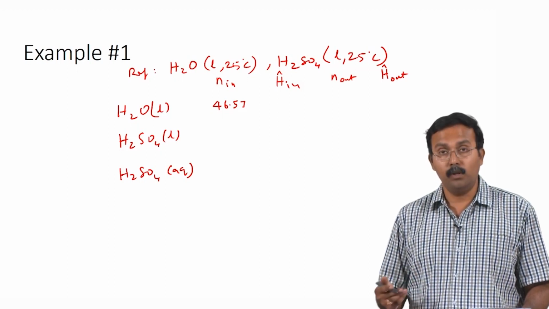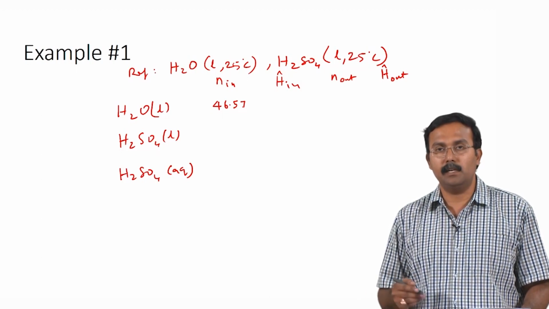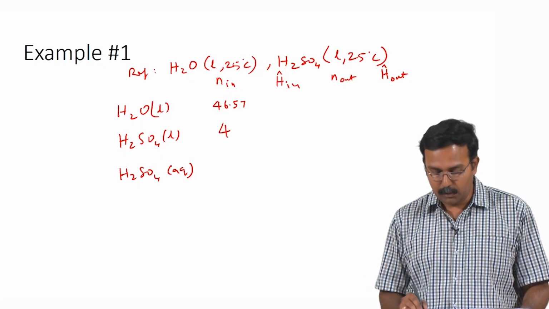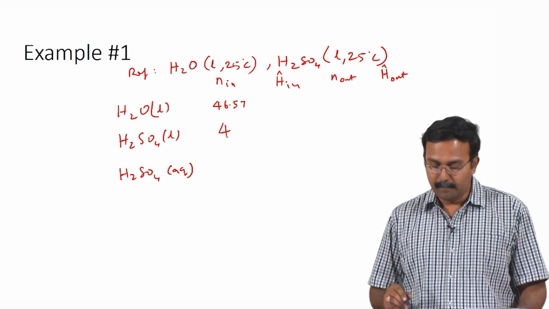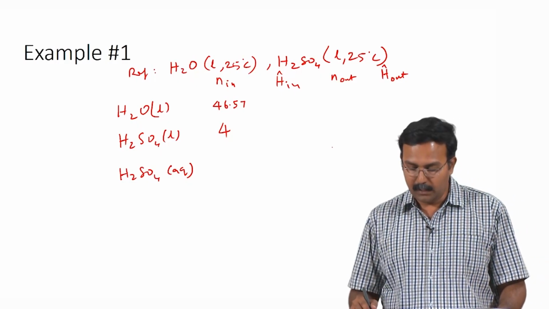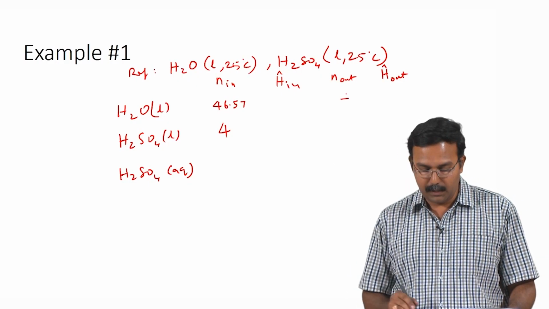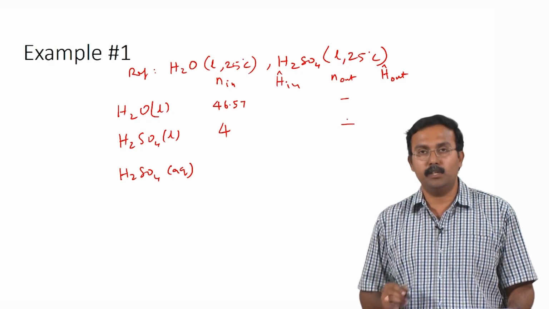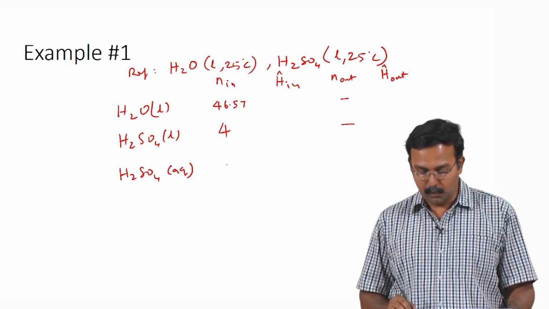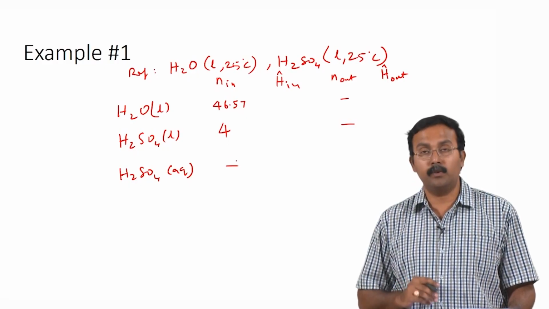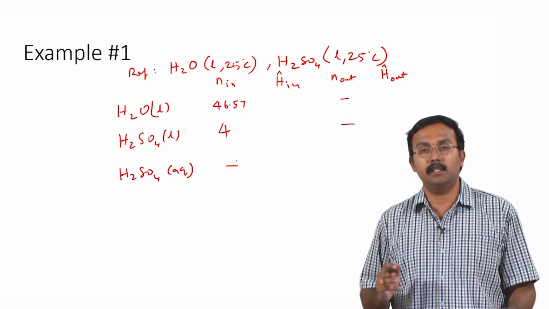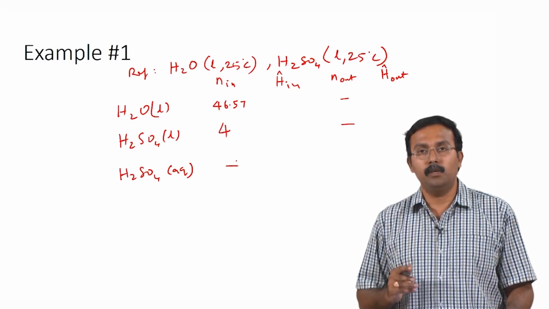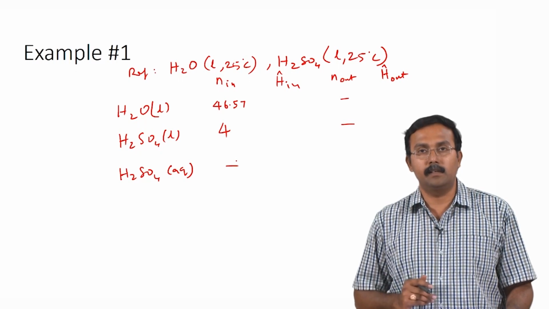We know that 4 moles of sulfuric acid is present in 1 liter of the solution, that is why it is a 4 molar solution. So, H2SO4 is 4 moles. So, in the final condition, you do not have any liquid H2O and liquid H2SO4 present, you only have aqueous H2SO4. So, there is no initial aqueous H2SO4 entering into the solution, the final condition or the outlet only has H2SO4 solution. So, what would be the number of moles that we write here?